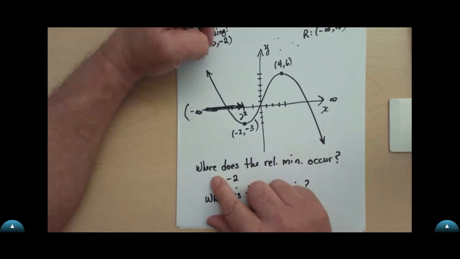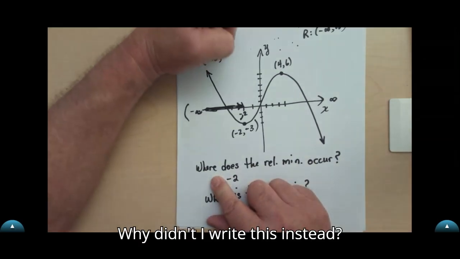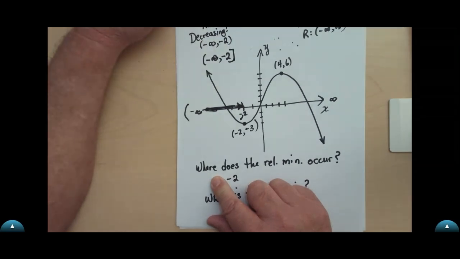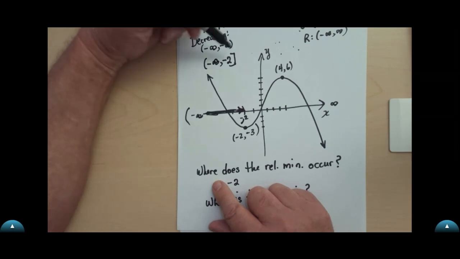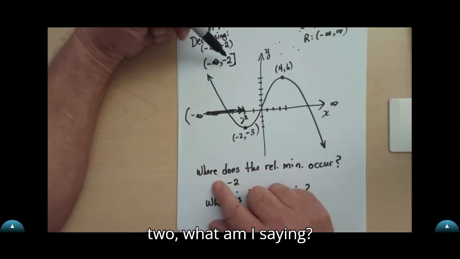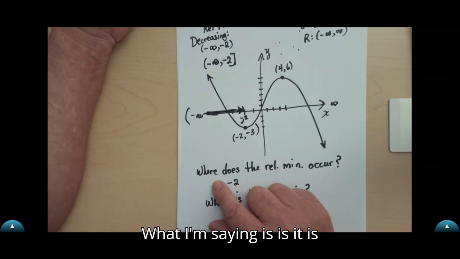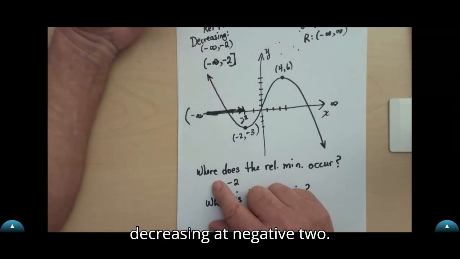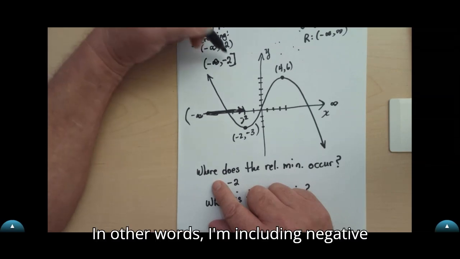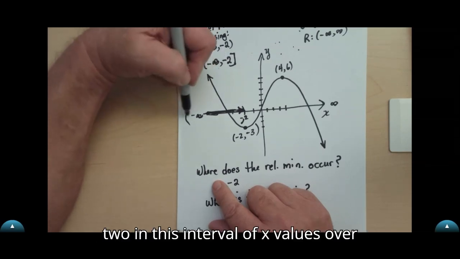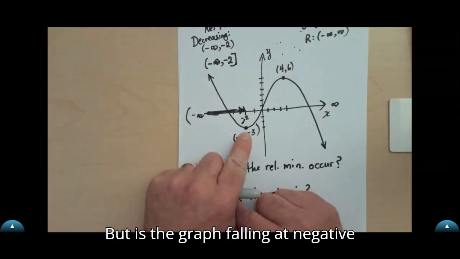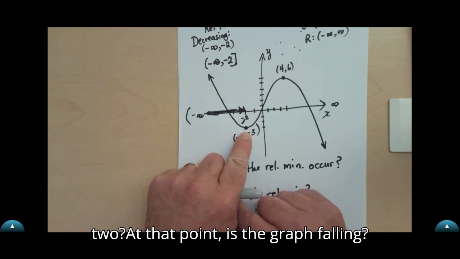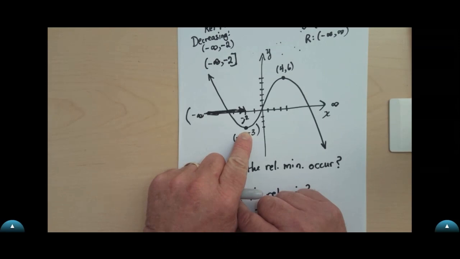Now here's a question. Why didn't I write this instead? Why didn't I put a bracket around that -2? There is a reason. If I did put the bracket around -2, what am I saying? What I'm saying is it is decreasing at -2. In other words, I'm including -2 in this interval of x values over which the graph is falling. But is the graph falling at -2? At that point, is the graph falling? Is it?